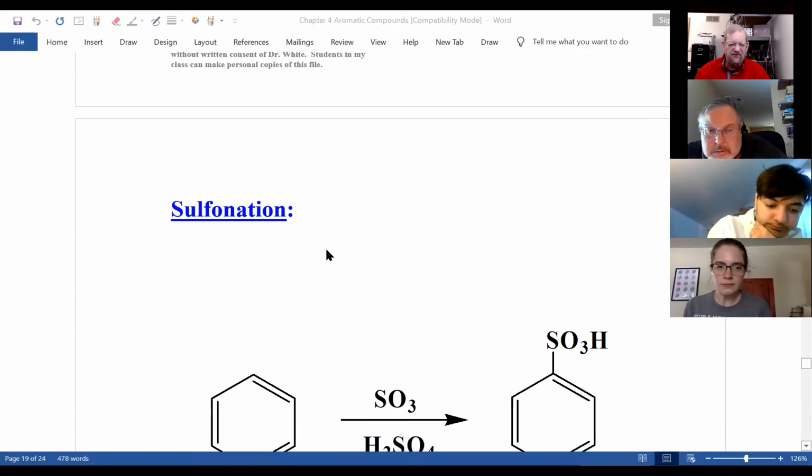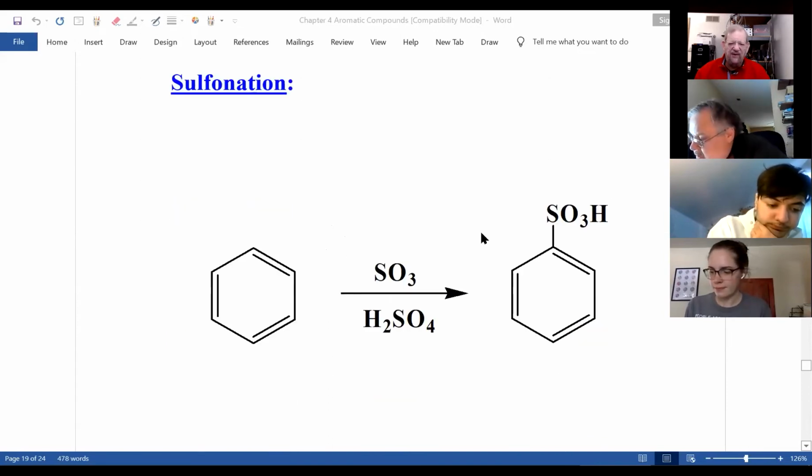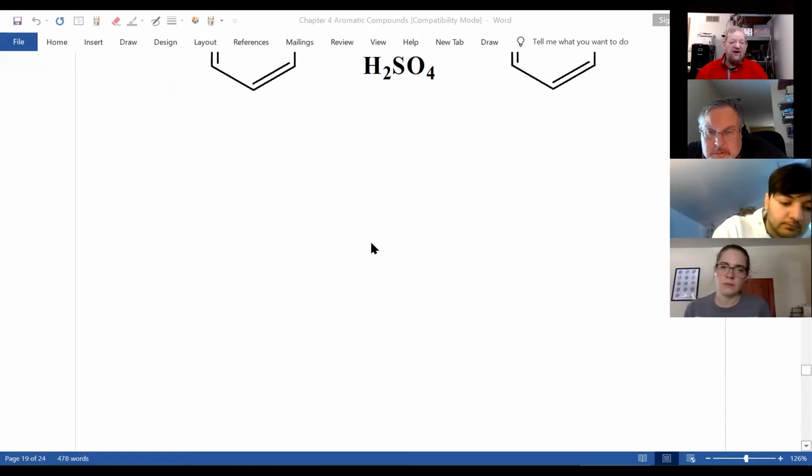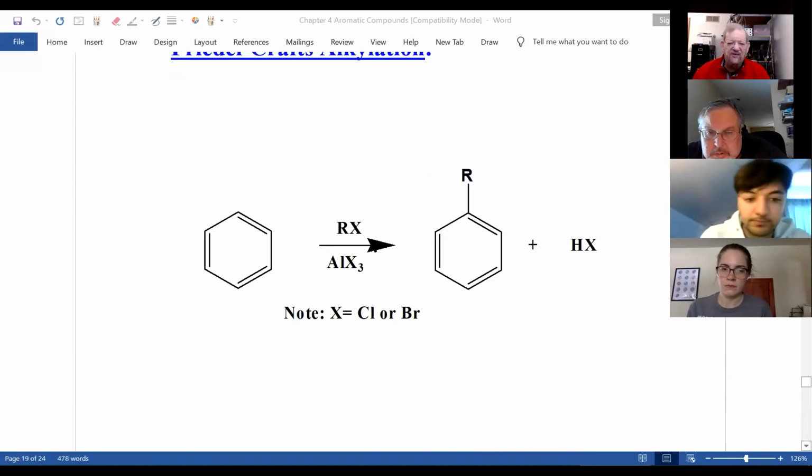Same thing for sulfonation, which I covered. Remember, don't forget this is SO3H. Students forget to put the H here. Say this thing that adds, it doesn't. Now let's talk about the new reaction. And this is called Friedel-Crafts Alkylation.